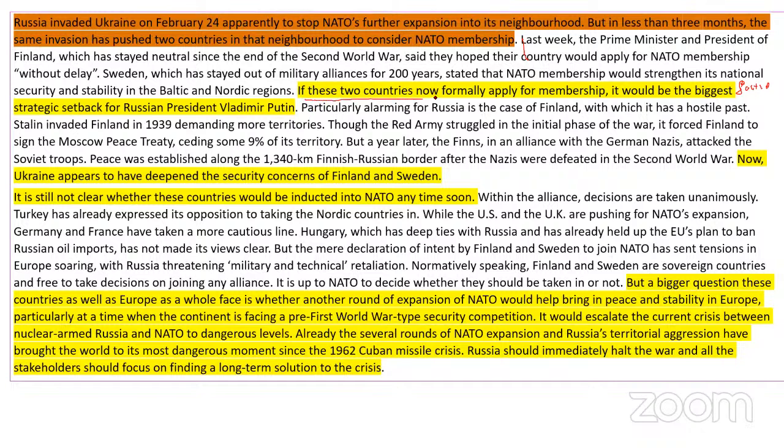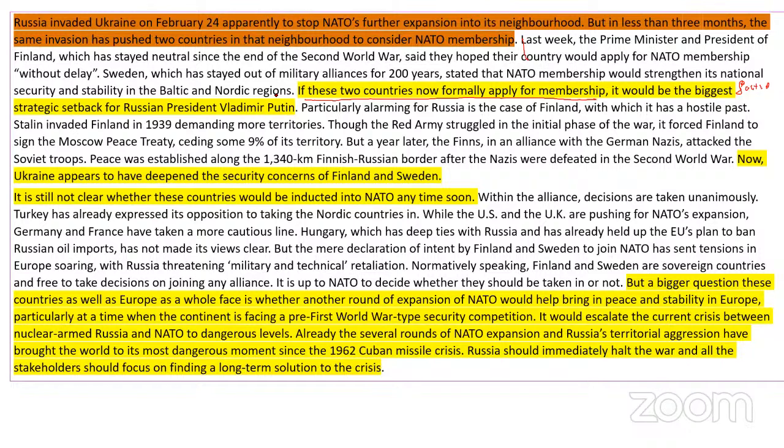If these two countries now formally apply for membership, it would be the biggest strategic setback for Russian President Vladimir Putin, right? You don't have to mark these lines in the exam. So this is an important line. This is what the author is trying to say, that if these two countries now apply for membership, then it will be the biggest strategic setback for Russia. Now this is a judgment line.